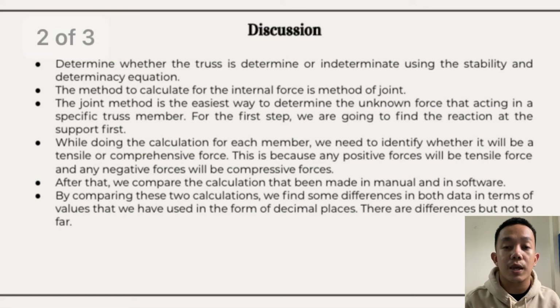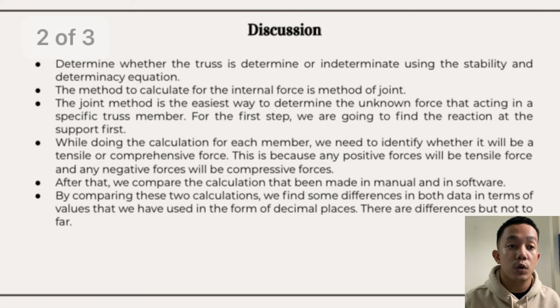Today I want to talk and discuss my part, which is the discussion, conclusion, and summary. Okay, for the discussion, our group wants to determine whether the truss is determinate or indeterminate using the stability and determinacy equation. Number 2, the method to calculate the internal force is the method of joints. The joint method is the easiest way to determine the unknown force acting in a specific truss member.